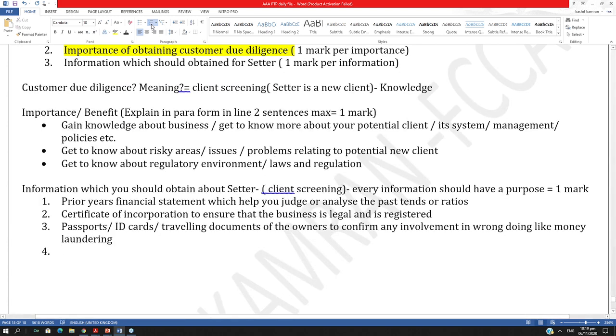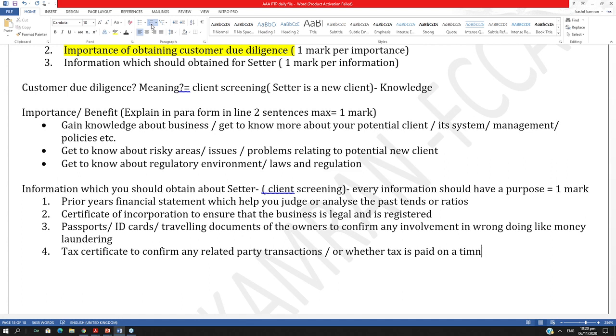Okay, do you want to get the information about their tax certificates? That's a good answer from a student. You want to get information about their tax certificates to confirm any related party transactions, because the tax certificates do tell you about related party transactions in some countries. Tax certificates also confirm whether tax is paid on a timely basis or not, and so on and so forth. So you can have so much information about your potential client.